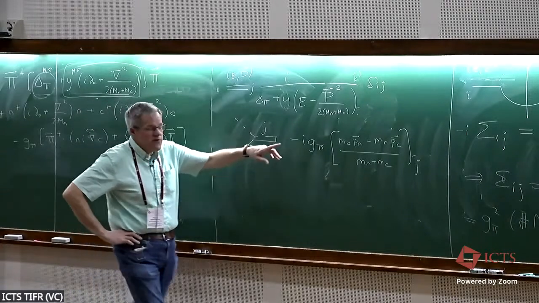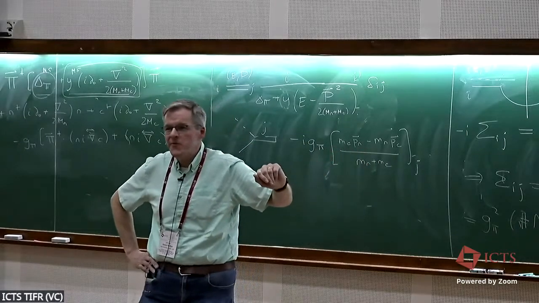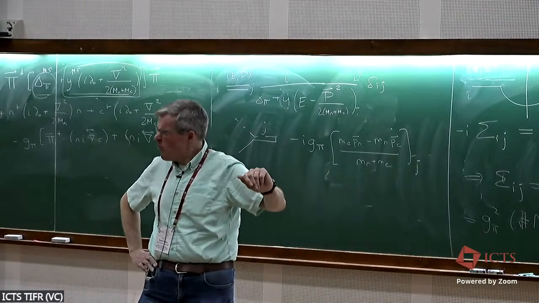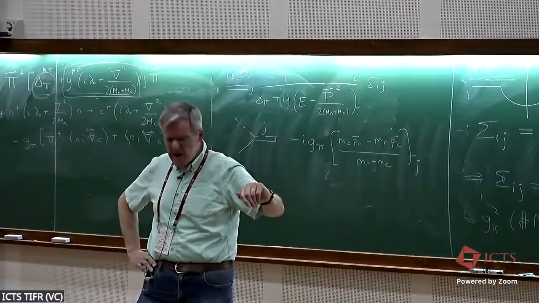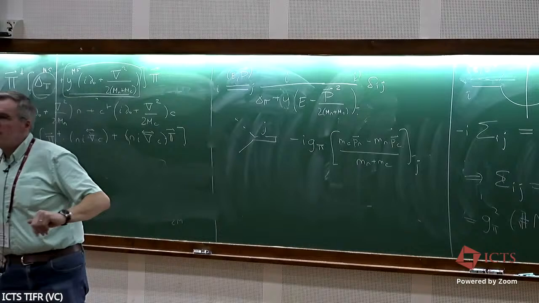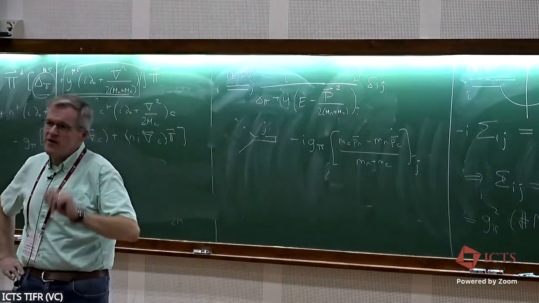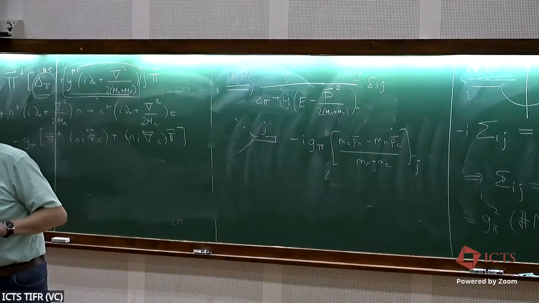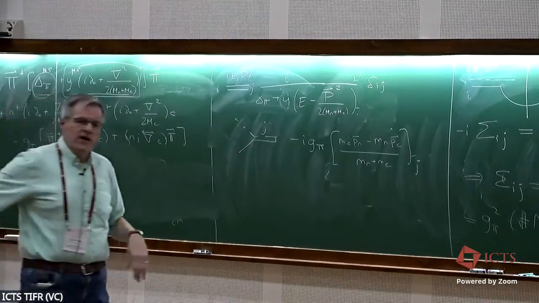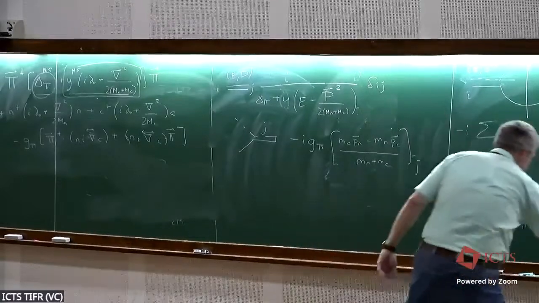But this is the self-energy, and the self-energy is by definition one-dimer irreducible. That is, the self-energy is the one-particle irreducible one-to-one amplitude. So I claim there are no other one-particle irreducible one-to-one loop diagrams in this theory. Exactly, that's my claim.